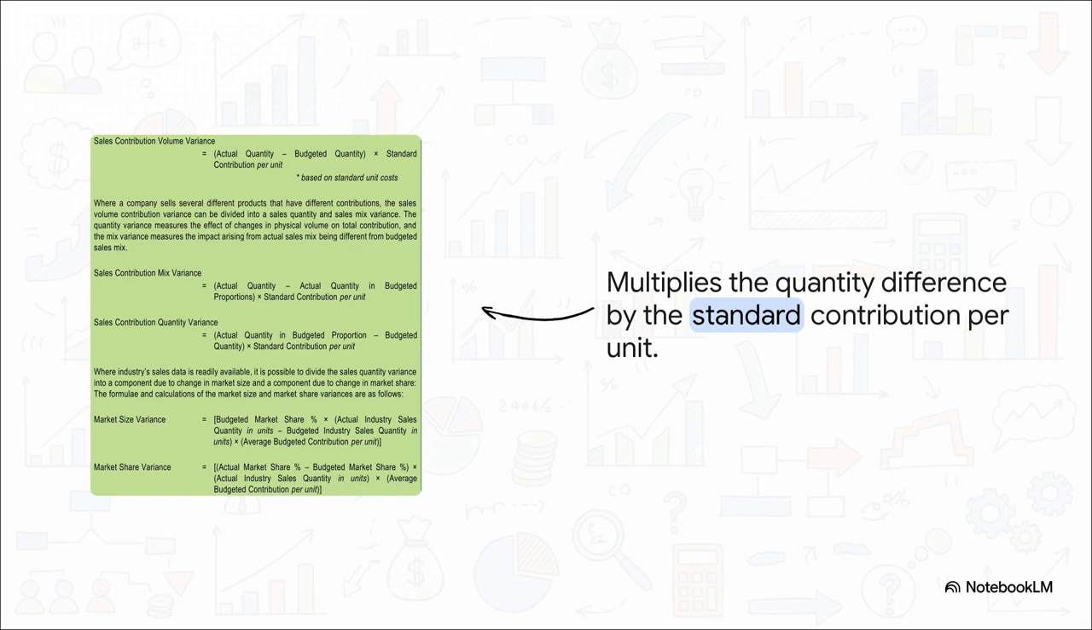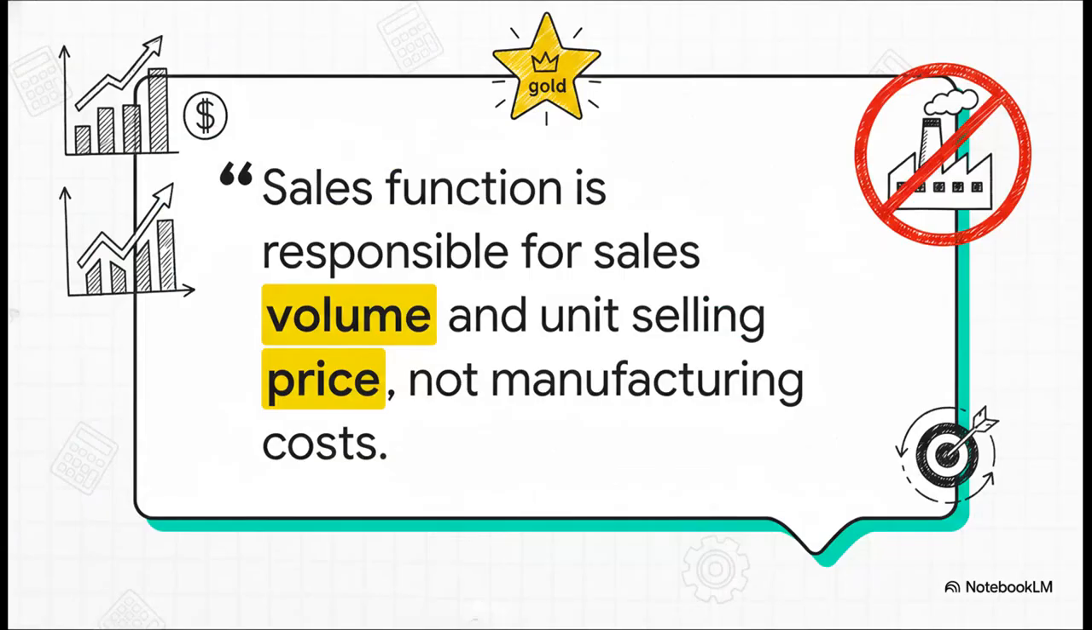Why standard? Well, because we want to isolate the effect of just selling more or fewer units. By using the planned profit per unit, we totally remove the impact of any price changes because we've already dealt with those in the price variance. So here's the crucial point, and honestly, this quote is exam gold.